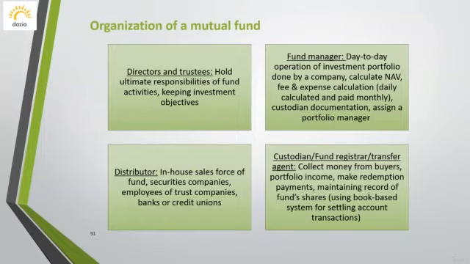The custodian, or the fund registrar or the transfer agent, keeps track of all the money. Every day, millions of dollars of mutual funds are being bought and sold by many different people. So the custodian will keep track of all that money from the buyers. They will calculate the portfolio income. If people want to cash in their mutual funds, they will send out the money by electronic transfer to their accounts, or send out the checks.